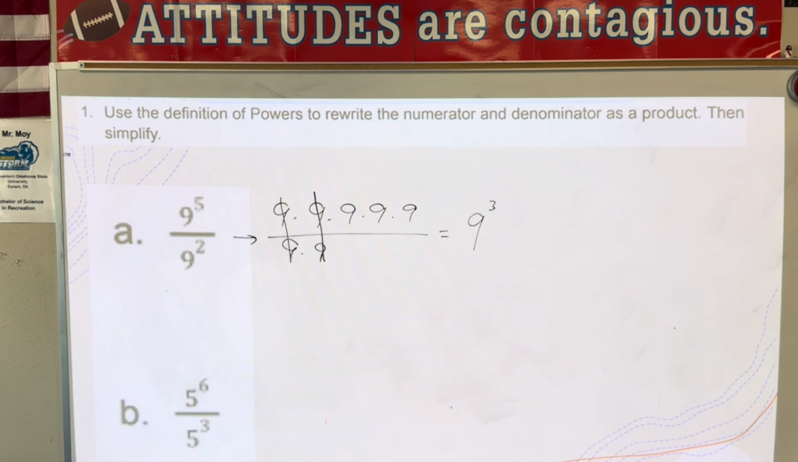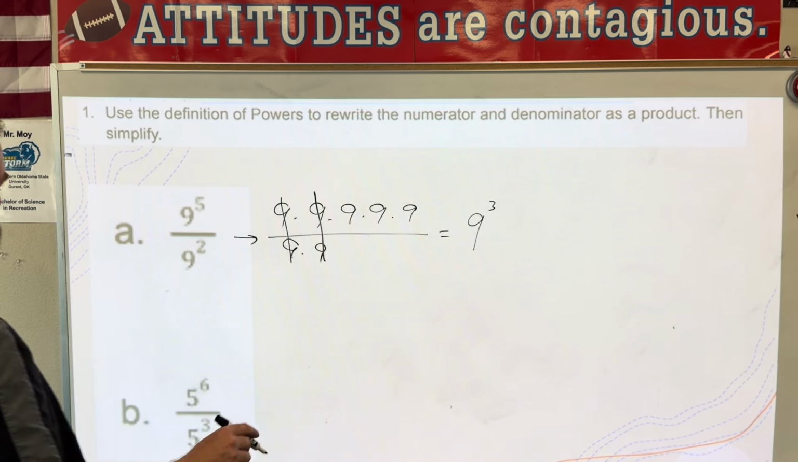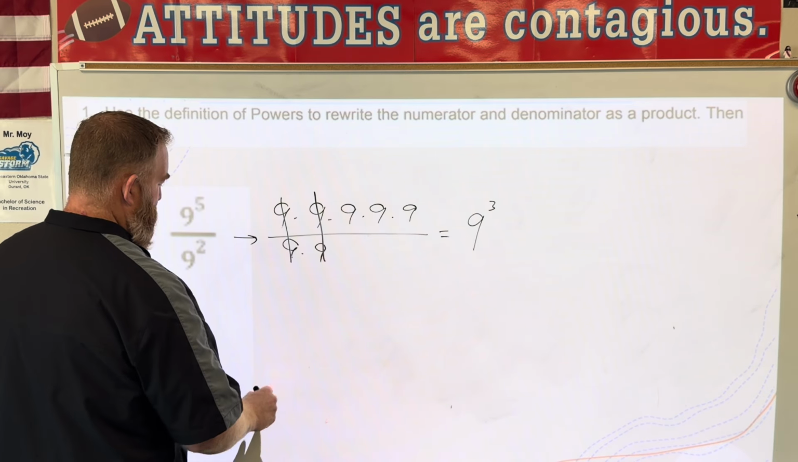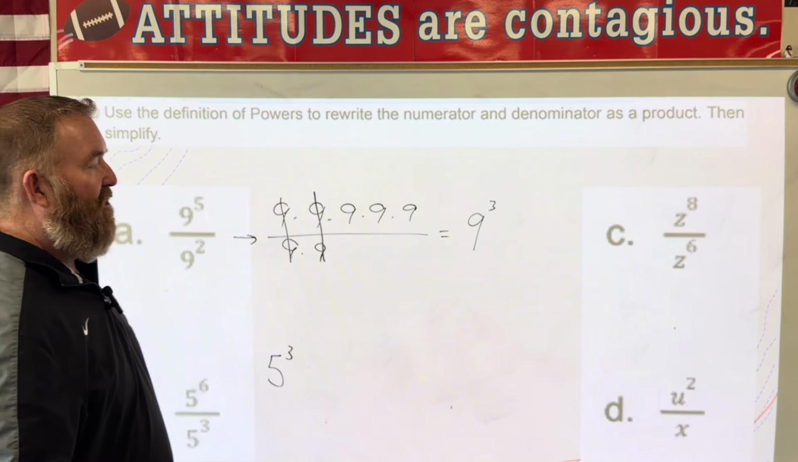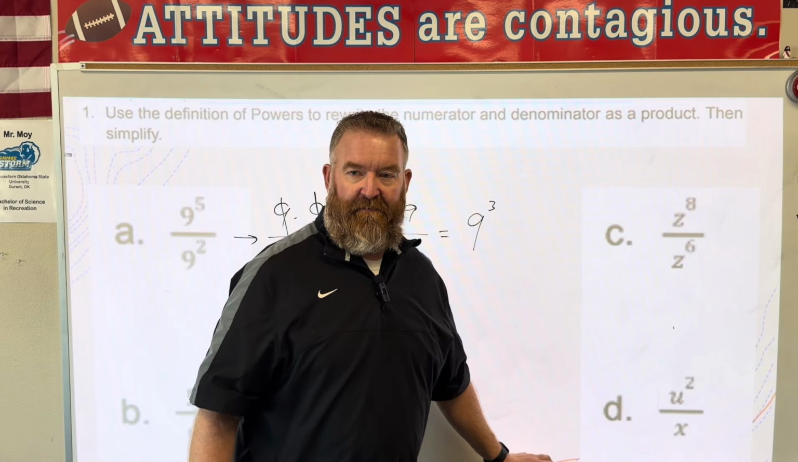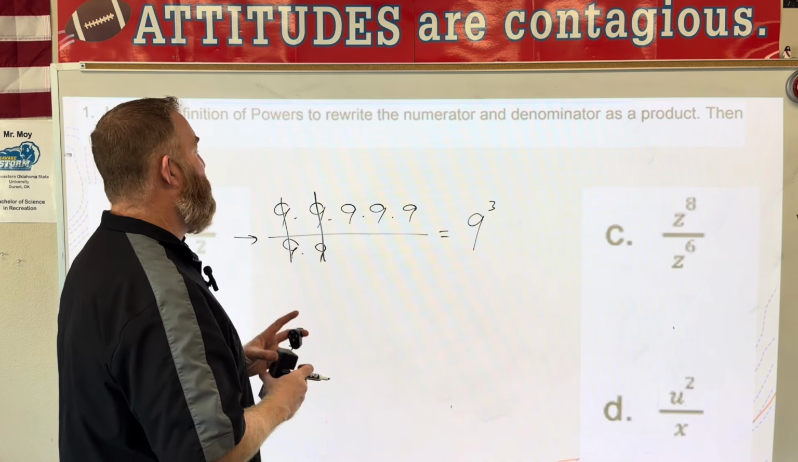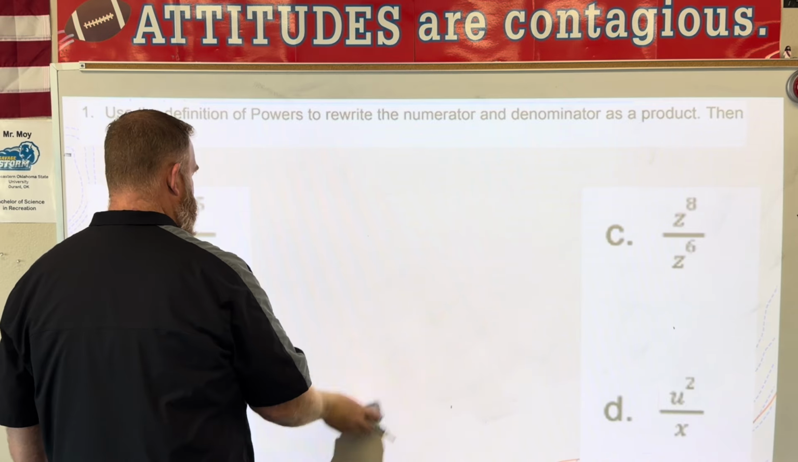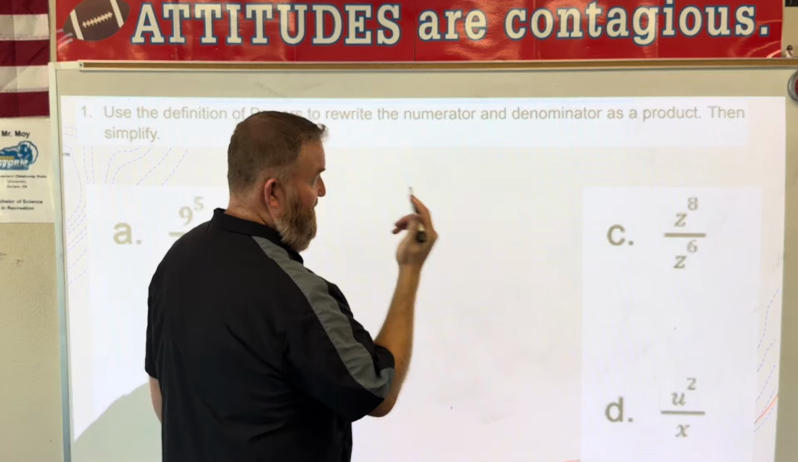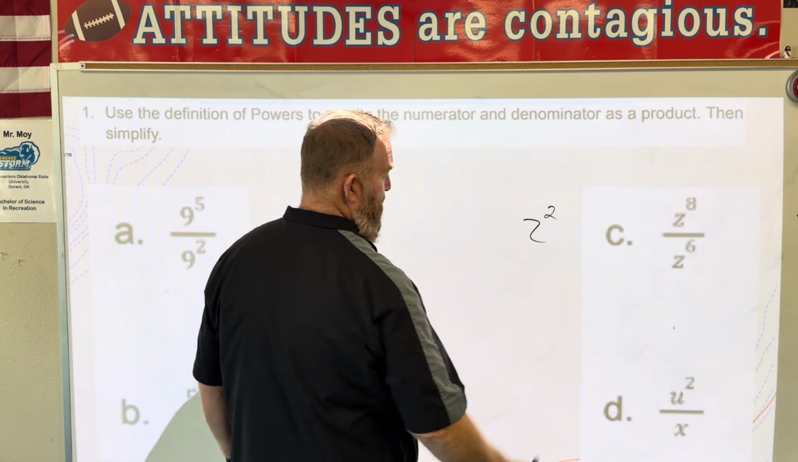All right, you got 5 to the 6th over 5 to the 3rd. What do you got? 5 to the 3rd power. Simple. All right, let's do this one. Oh, by the way, if you want to go quicker, you got to participate. If I got to wait on you to talk to me, it's going to take a little bit longer. All right, here we go. Letter C. What do you got, guys? Z to the 2nd power. Pretty simple. Okay, good. What about letter D?